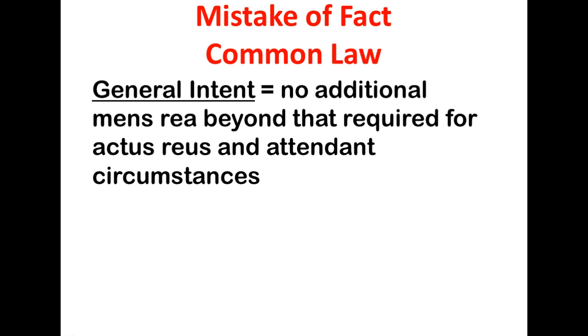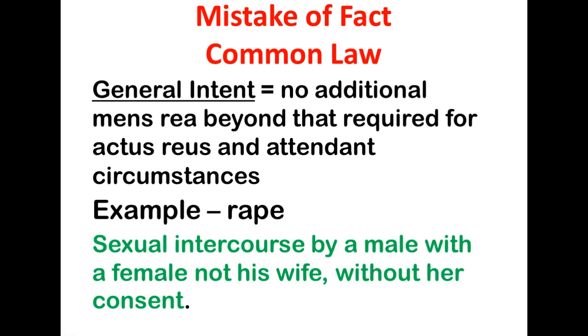With general intent crimes, there is no additional mens rea beyond that required for the actus reus and the attendant circumstances. Let's take another example, rape. It's the sexual intercourse by a male with a female, not his wife, without her consent. In this instance, all of the actus reus and attendant circumstance elements have a culpability or mens rea that would be required for them, but there is no additional mens rea required. Therefore, this offense is a general intent offense.